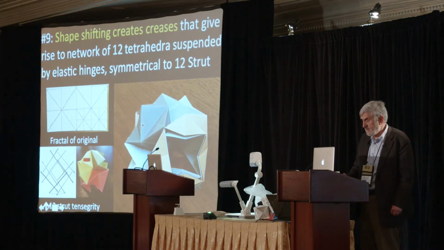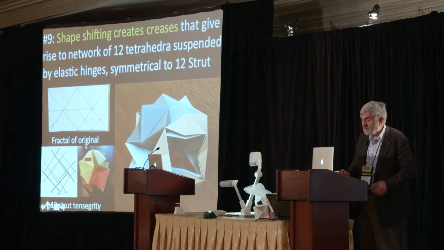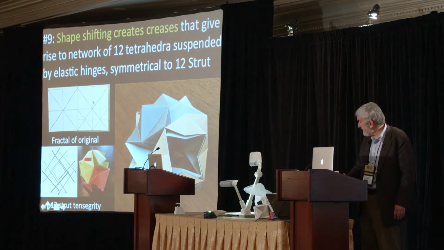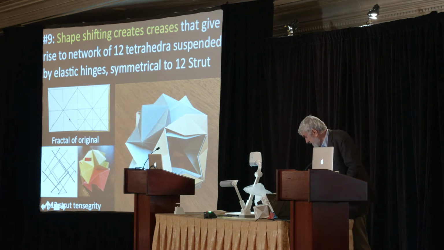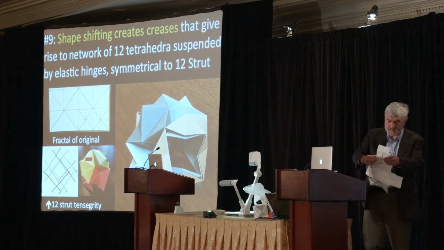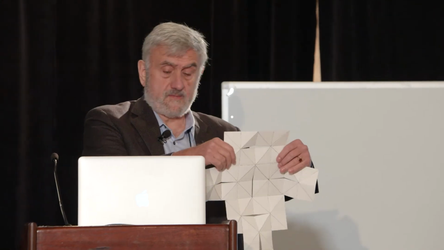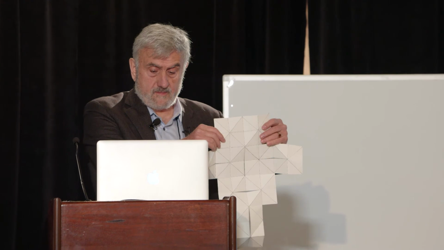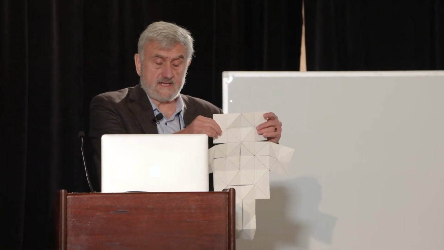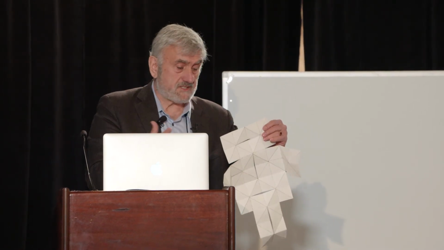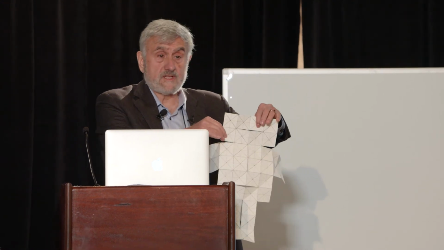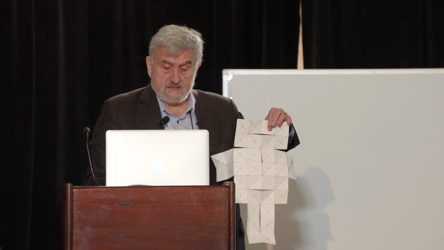And finally, doing all this, you put all these new creases on the paper, and you end up doing a fractal. Maybe I should show you this one. So when we started, this is the piece of paper that gives rise to the original Elastegrities, the one that's like an icosahedron, which is equivalent to the 6 strut. If you make the fractal of it, then you get this, which is equivalent to the 12 strut tensegrity.